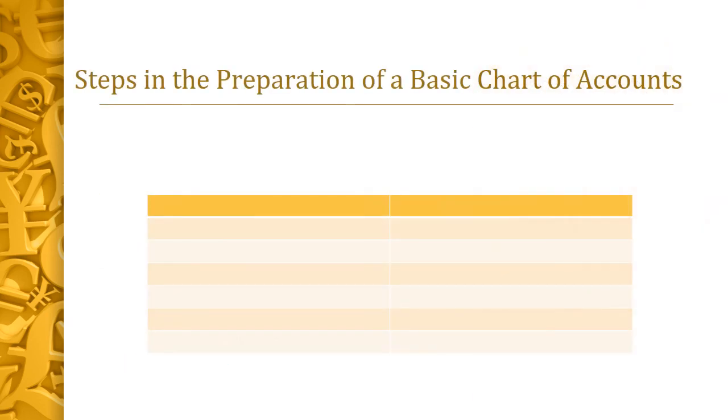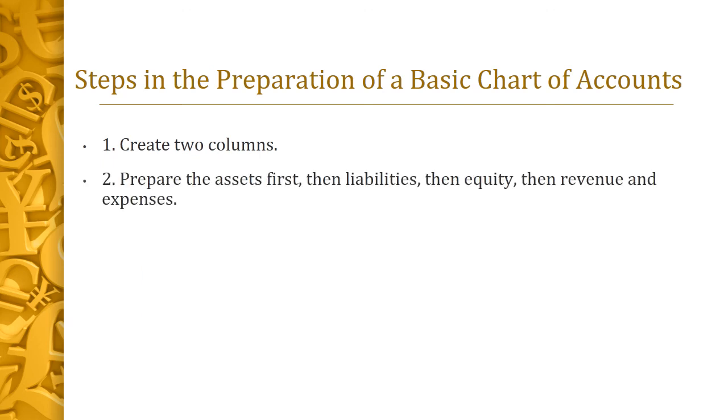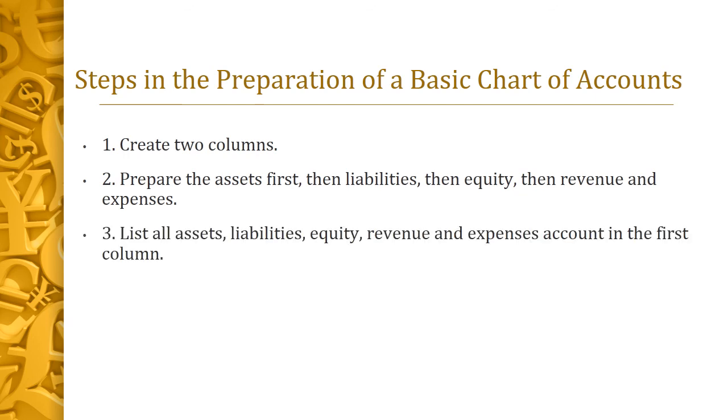What are the steps in the preparation of a basic chart of accounts? The first one is you have to create 2 columns. Then you have to prepare or list down your assets altogether, from the current assets to the non-current assets, and then you also have to list down your liabilities, from the current liabilities to the non-current liabilities, and also your equity accounts, then revenue accounts and expense accounts. Once all of them are ready, then you have to list them down in the first column.